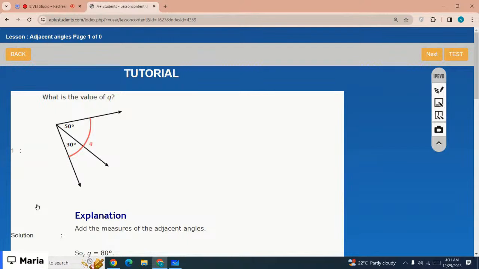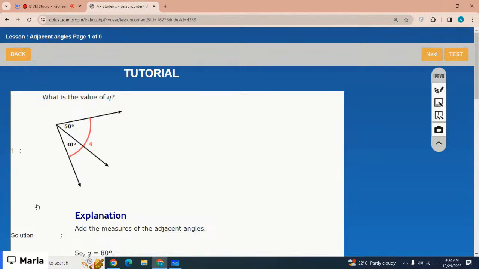What is the value of Q? Basically, adjacent angles are the ones that are right next to each other, right? For example, here you are given two of the angles, 50 degrees and 30 degrees. They both are adjacent angles because they are next to each other. You have to measure the value of Q.